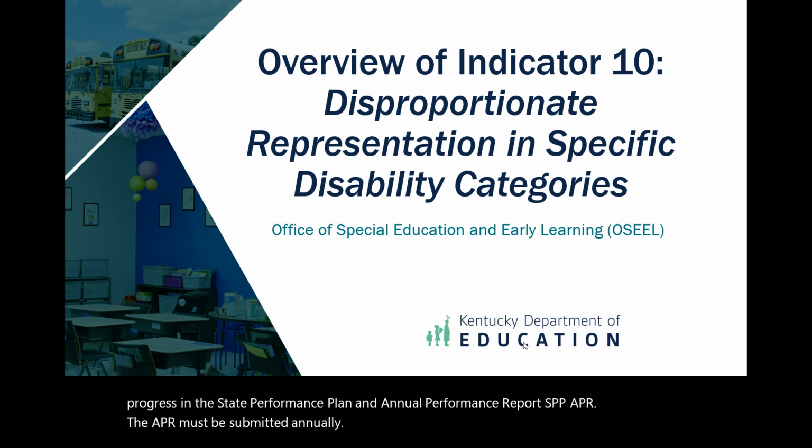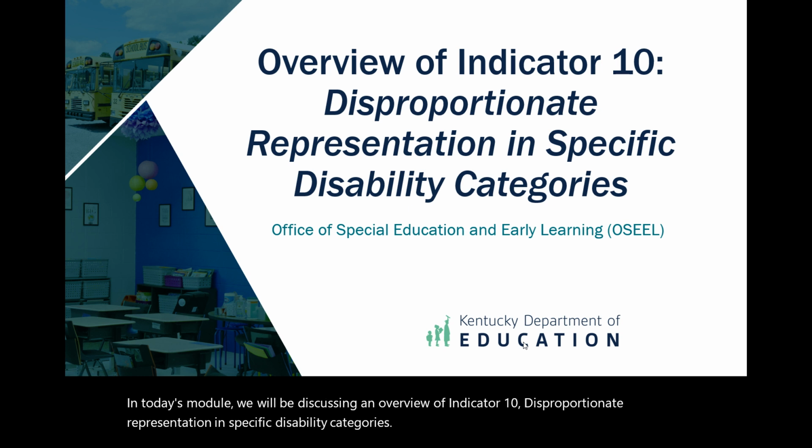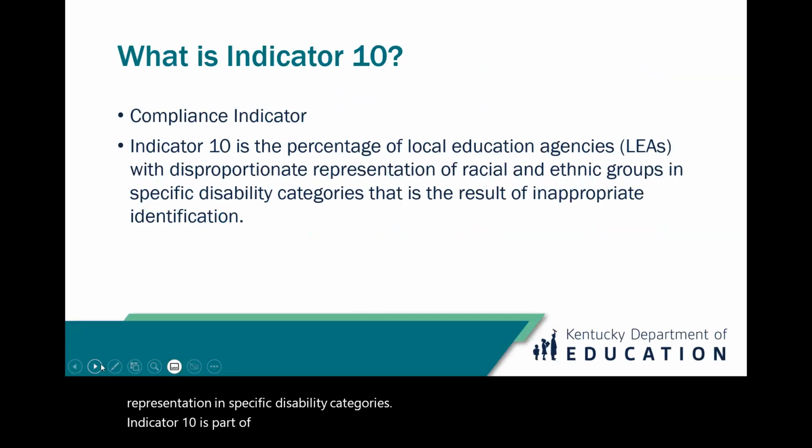In today's module, we will be discussing an overview of Indicator 10, Disproportionate Representation in Specific Disability Categories. Indicator 10 is part of the SPP APR. What is Indicator 10?